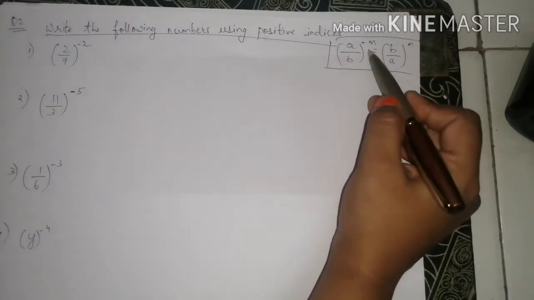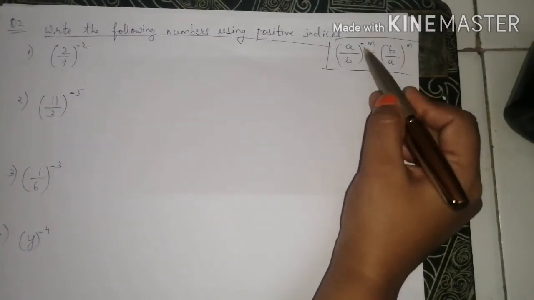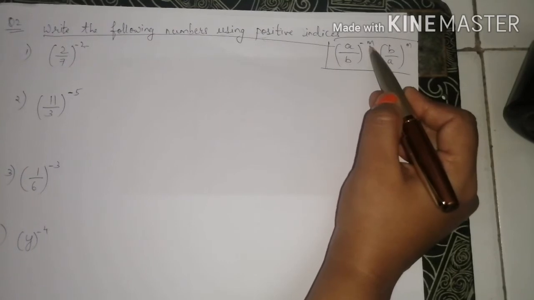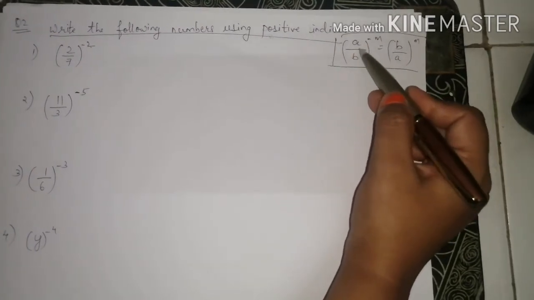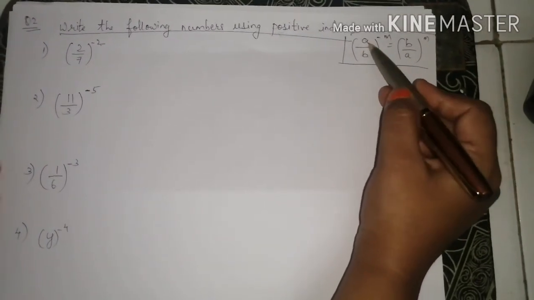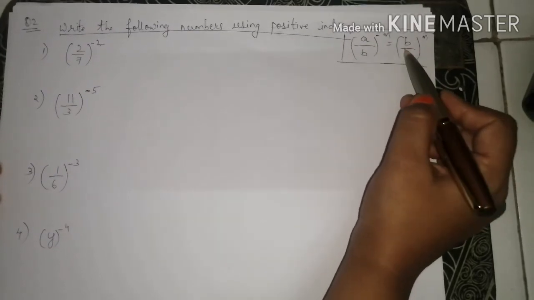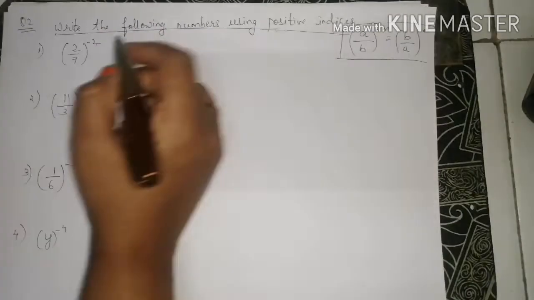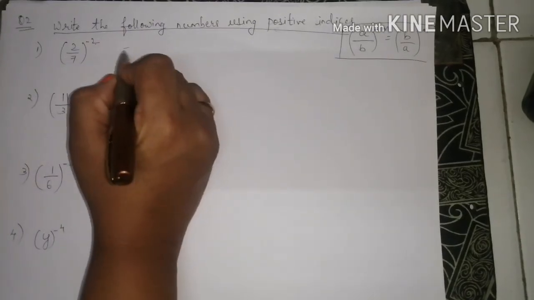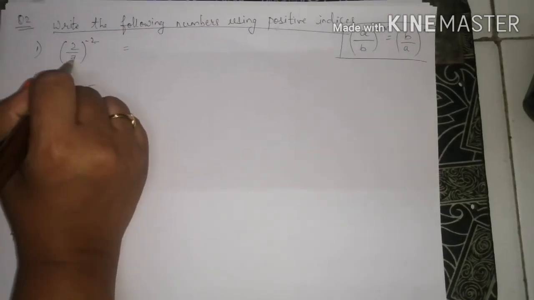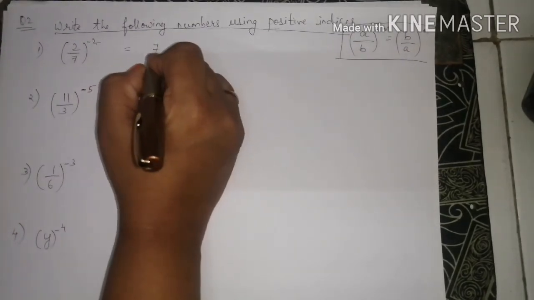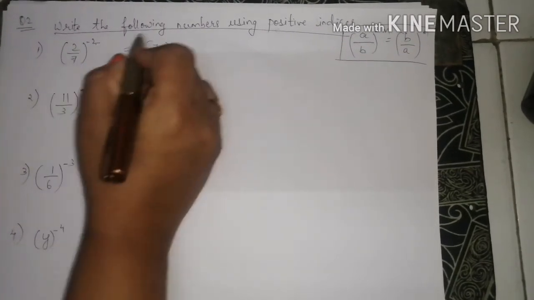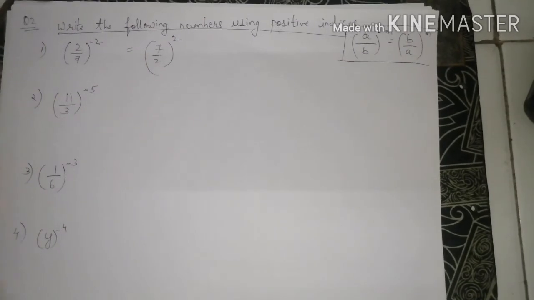So there is a law we have seen already, (a/b) raised to minus m. If this index is negative, to make it positive, what you have to do, you have to take the reciprocal of the numbers which are inside the bracket. So a upon b will become b upon a, and then this number will become positive. So 2 upon 7 raised to minus 2. What you have to do, you have to make it reciprocal. 2 upon 7 will become 7 upon 2, and this minus 2 will become positive 2.